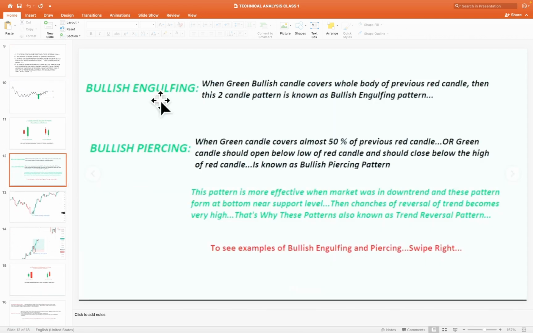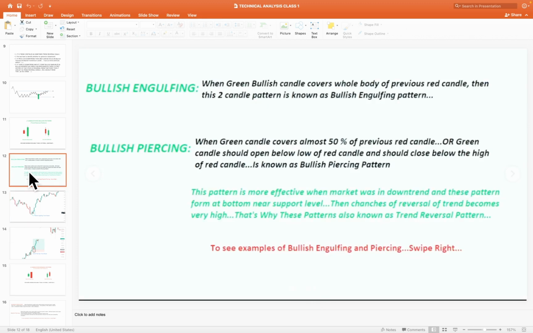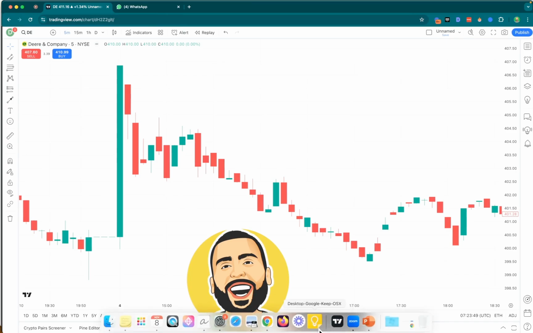Yeah, this is something that we need to discuss more. Bullish engulfing, bullish piercing, bullish engulfing. The trend has passed. Anyway, I'll record a second video to follow up on some of the insights on this. Thank you.